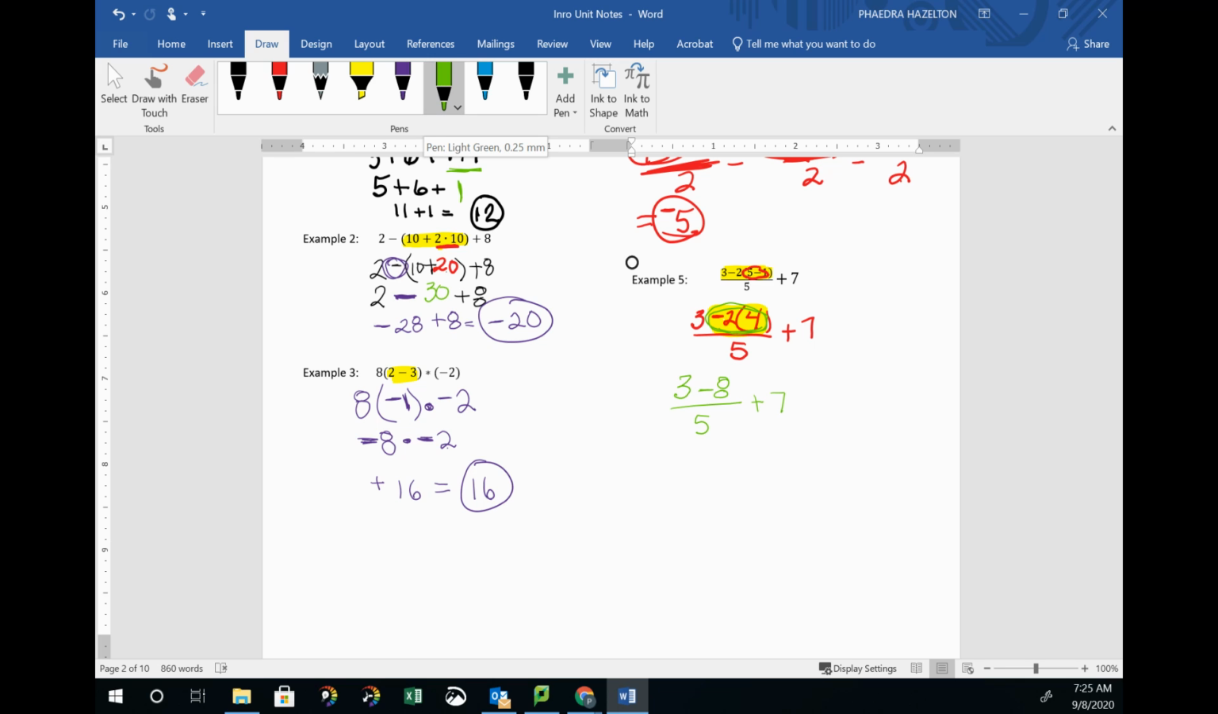And then 3 minus 8. So 3 minus 8 gives me negative 5 divided by 5 plus 7. 5 divided by 5 is 1. So negative 1 plus 7. And then that ends up being 6.